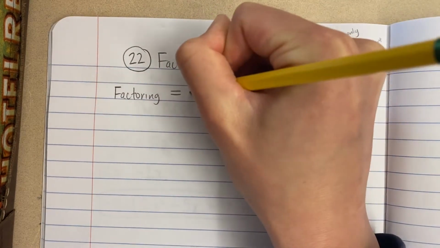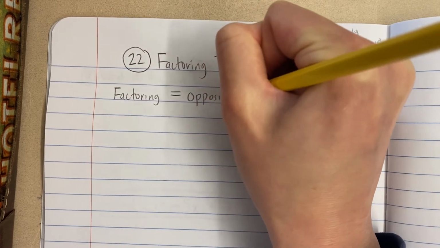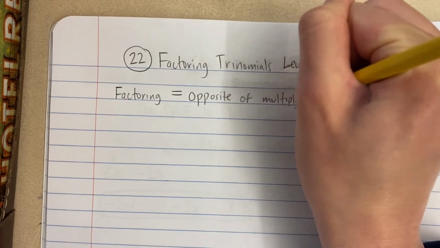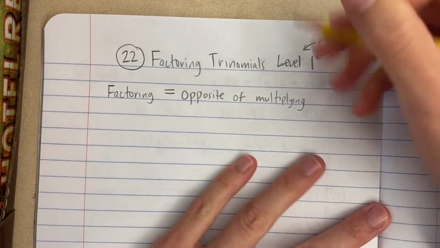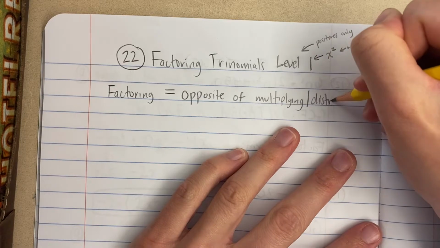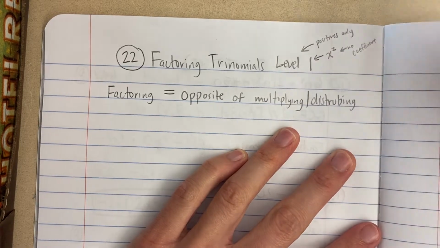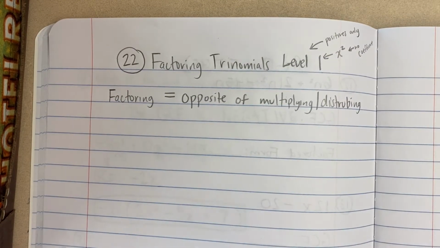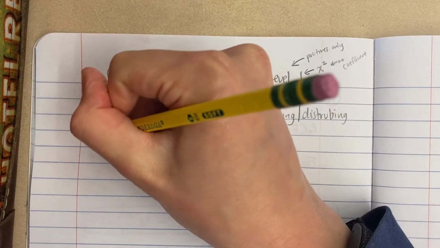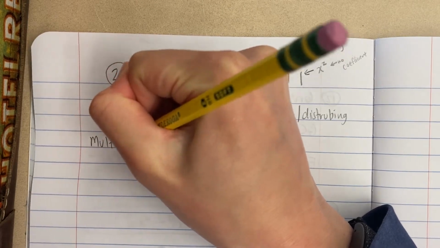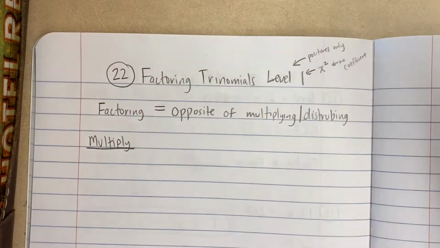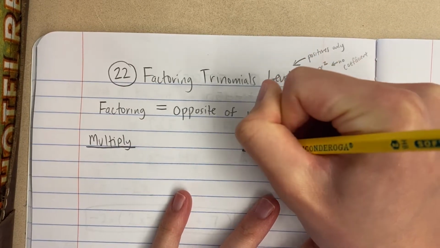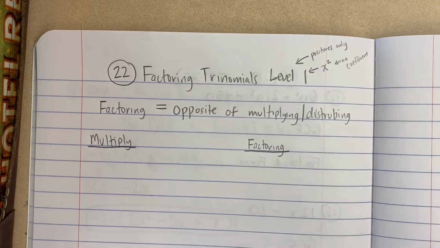Factoring is the opposite of multiplying. And one way that we multiply a lot in algebra is we distribute. So factoring is the opposite of that multiplication, the opposite of that distributing. Okay, so let me just show you what that means. So we have multiplied already. We've learned this. So I'm going to show you multiplying on the left, and then that way when I show you factoring on the right, you can see, oh, it's the opposite.